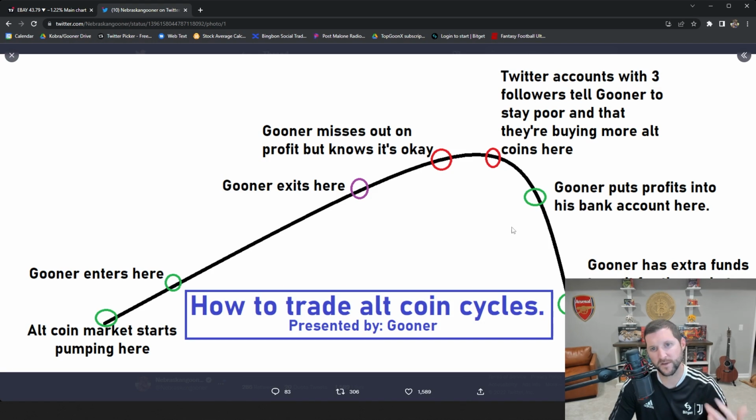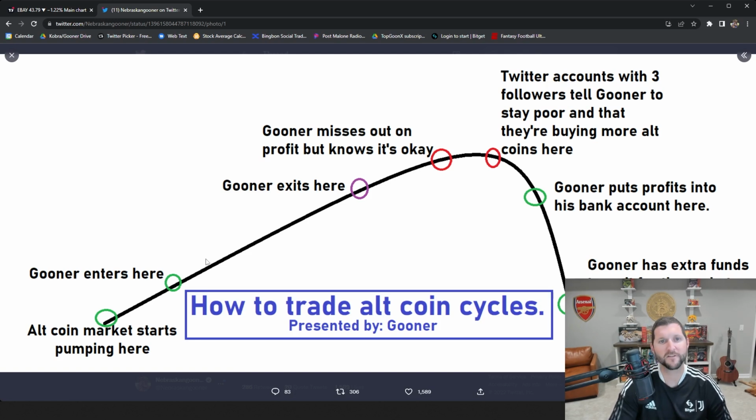Now, I might not always make the best of exits, but I always catch the brunt of the move. And now if this altcoin pumps 100% and I only make an 80% trade out of that, I am not going to be angry at all.